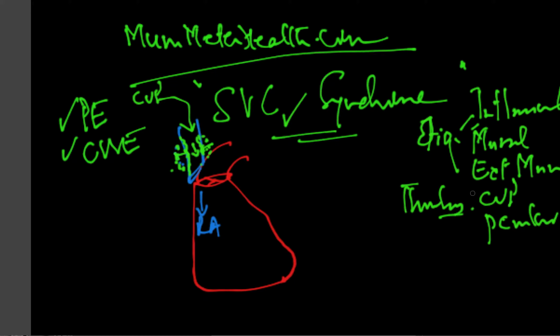Normally they don't cause a complete SVC obstruction, but still, an SVC obstruction is an obstruction, and that's what leads to, and we'll talk about the clinical features in a second. But CVP lines, pacemaker lines, Swan-Ganz.